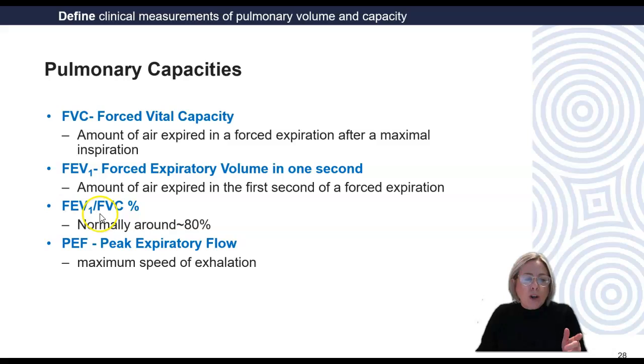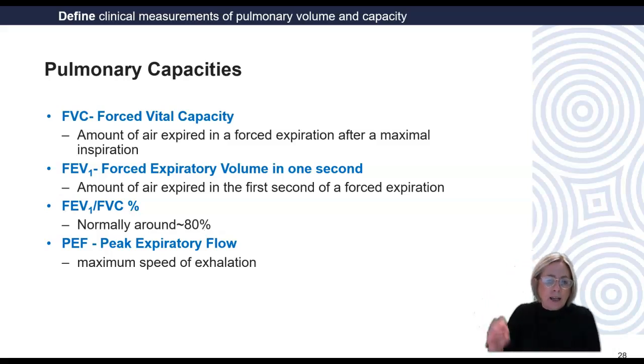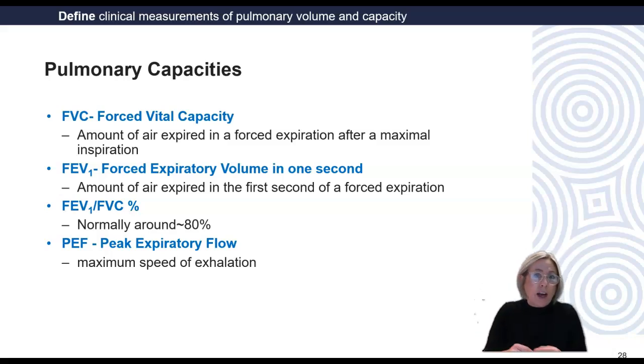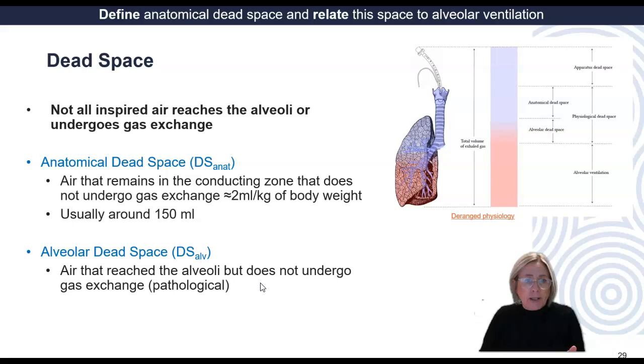Now your FEV1 to FVC percentage should be normally around 80%. Again, I'm going to come back to that in a minute, but you should be able to get 80% of all that air that you took in, in a maximal inspiration, out in 1 second, right? The peak expiratory volume then, or the PEF, is the maximum speed of exhalation. Now, all of these capacities can be used to look at the health of the lungs and can be used to diagnose certain pulmonary conditions, which I'll get back to in a minute. But firstly, we're going to talk about dead space, okay?